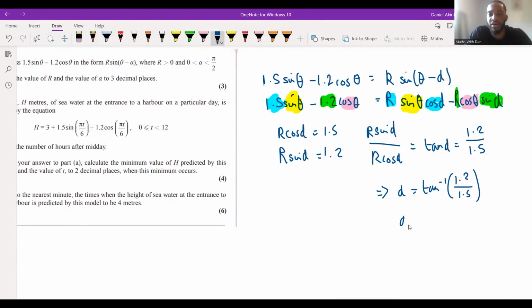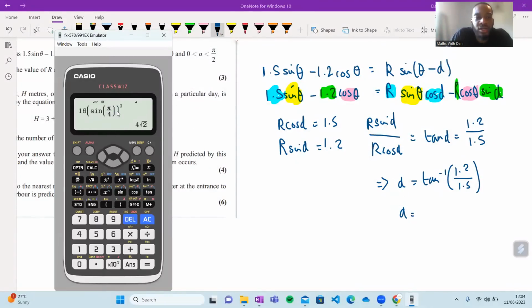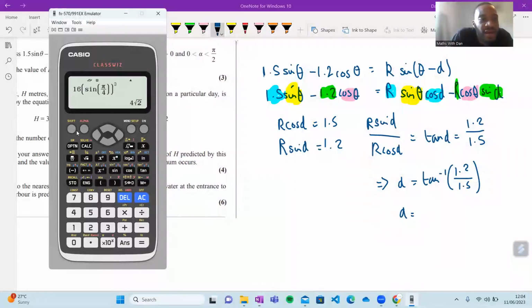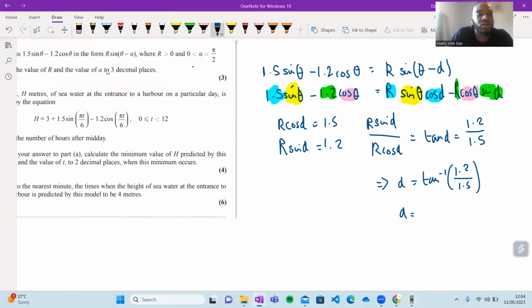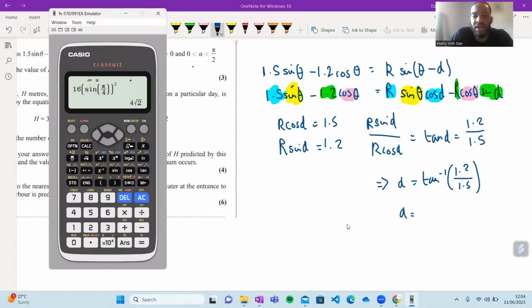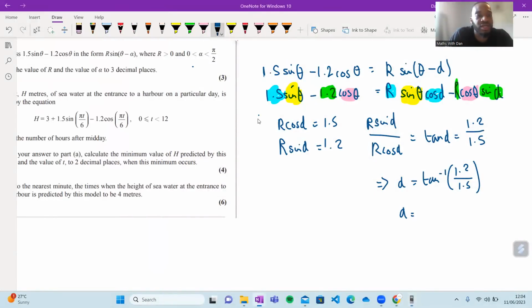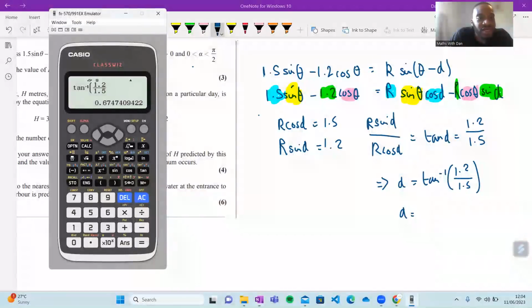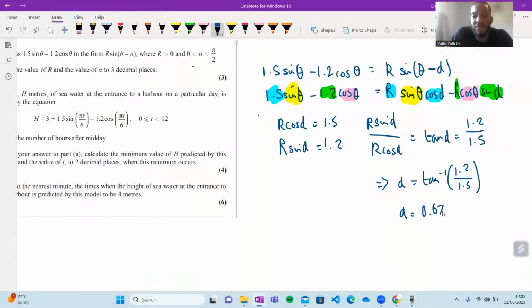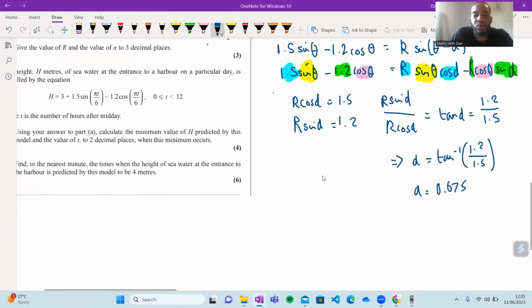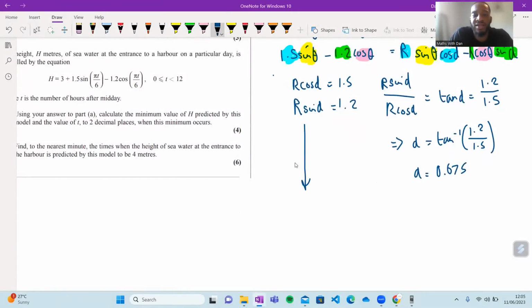Put this in my calculator. Get my calculator up. Am I in radians? I am. Radians, just to make sure it's in terms of pi. Radians, perfect. And then put this in: tan inverse of 1.2 over 1.5. This is equal to 0.674, blah, blah, blah. And it's set to 3 decimal places, isn't it? Yeah. So 0.675. That is alpha.